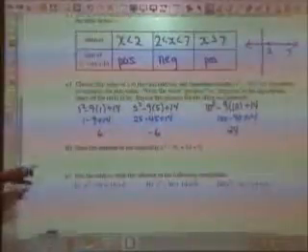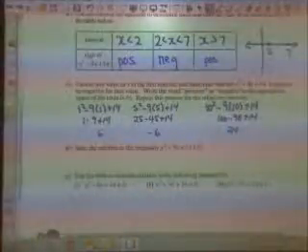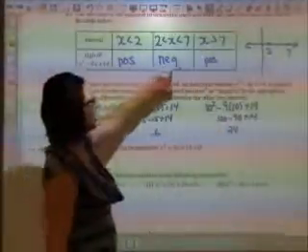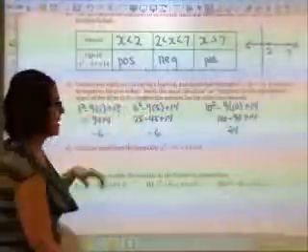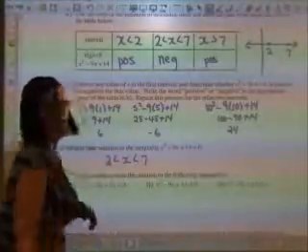So then if I was looking at the solution to the inequality that is less than 0, I would be looking for the parts of the graph that are negative. So then the solution would be the values between 2 and 7.